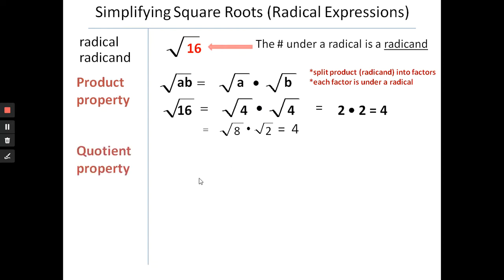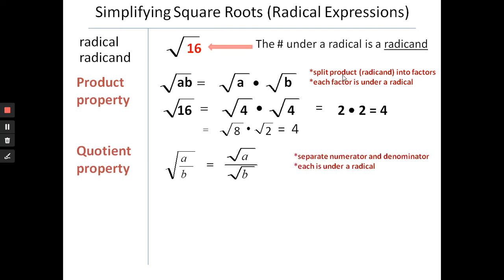Then we have the quotient property, saying when the radicand is a fraction, a quotient. If I have the square root of a over b, then I can split the numerator from the denominator, each with its own radical. It's similar to the property using products, but instead of multiplying, now I'm dividing. So the square root of a divided by the square root of b. Now let me show you how this would work.